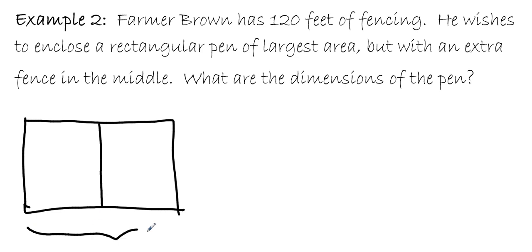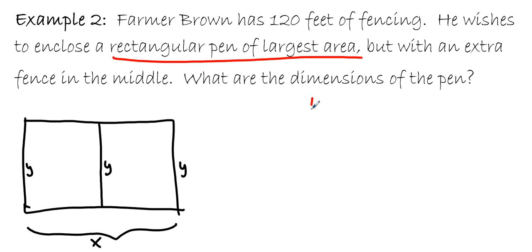And this whole dimension is going to be x, and that's a y, and that's a y, and that's a y. Farmer Brown wishes to enclose a rectangular pen of largest area. What are the dimensions of the pen? Well, we can do this. Again, we're looking to maximize area. So we're looking to maximize the area of the pen, which is length times width.